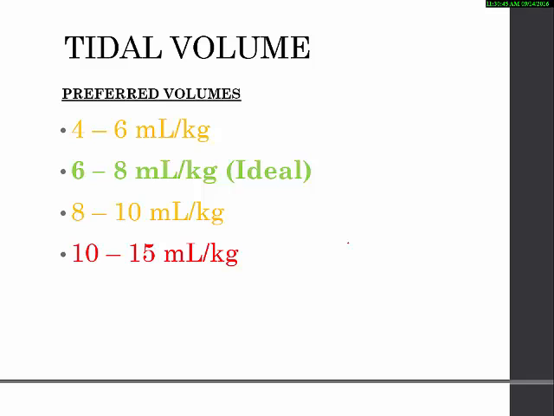The preferred volumes overall are generally going to be in this range. This 6 to 8 milliliters per kilogram is the ideal that we're looking for. Depending on different pathologies, you may find patients who have different preferred volumes, but for adults, this is going to be the volume we're looking for, 6 to 8 milliliters per kilogram for each breath.